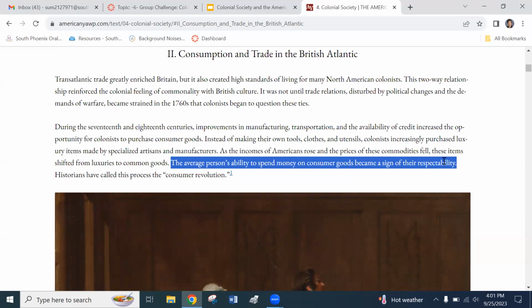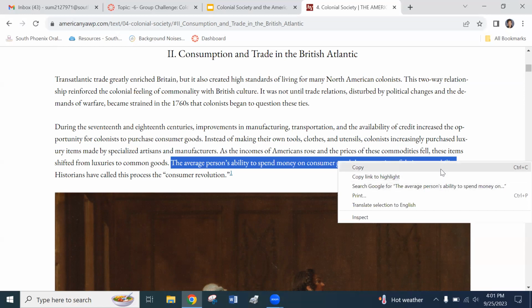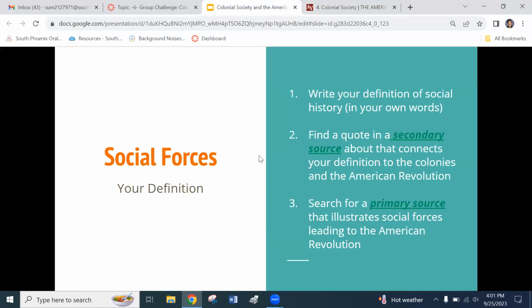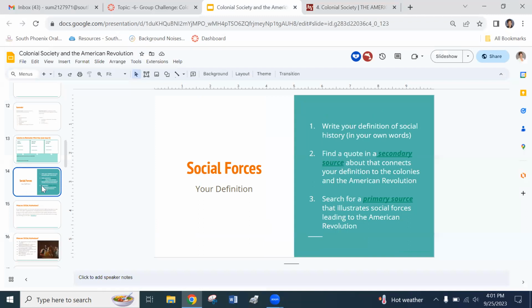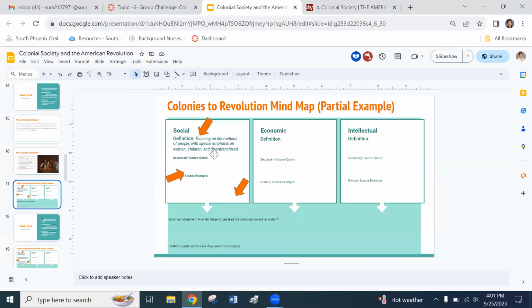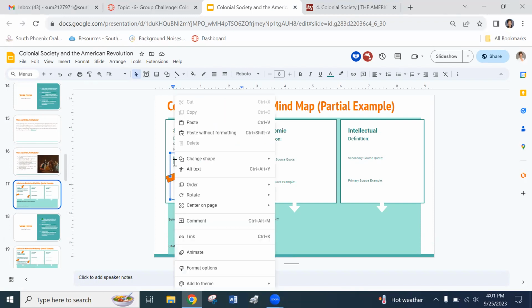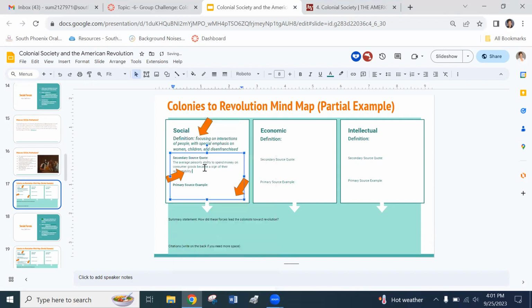So I'm just going to copy that. I highlight it and I copy it. And I'm going to go back to my template, the one that I'm filling out with you. And I'm going to click here. Now you may not be able to edit in your PDF, but you might be, depending. All right.